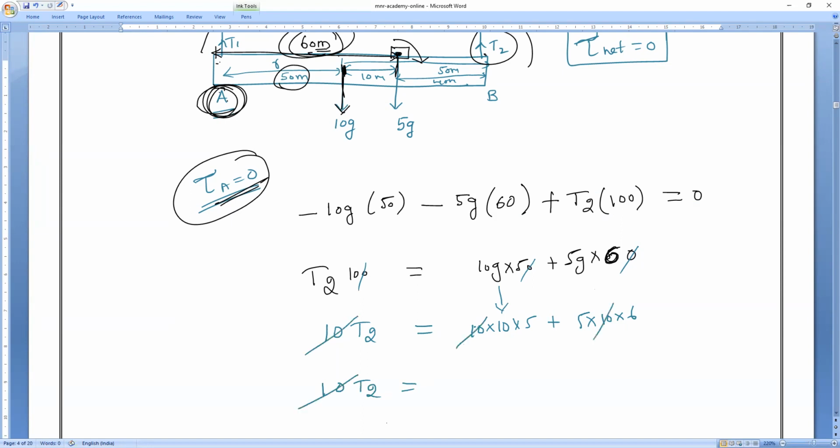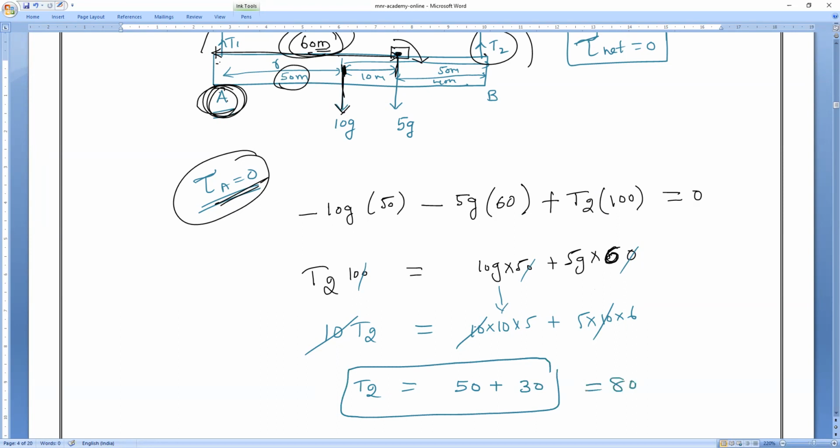10, 10, 10 can get cancelled. Now directly you tell me how much is remaining. T2 is equal to... speak loudly, 10 5s are how much? 10 5s are 50, plus 5 6s are how much? 30. Okay, so directly I got it.